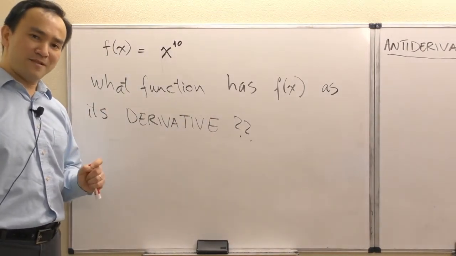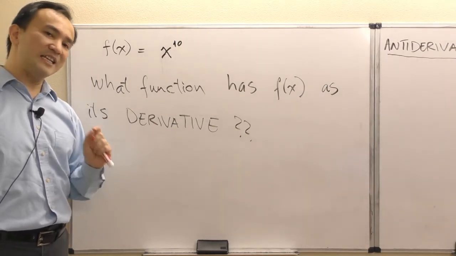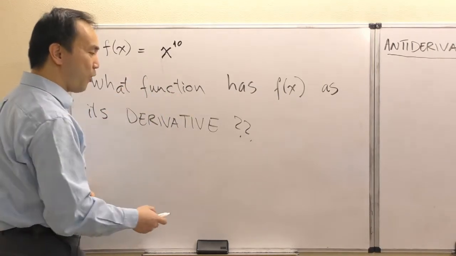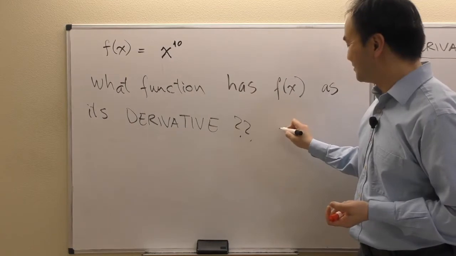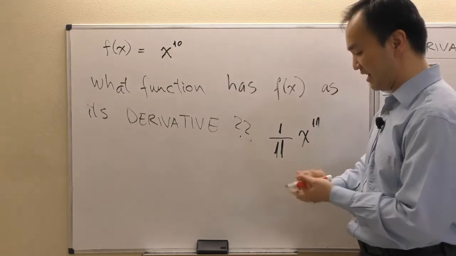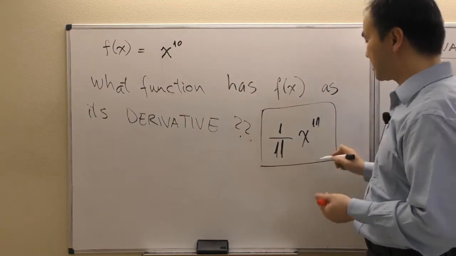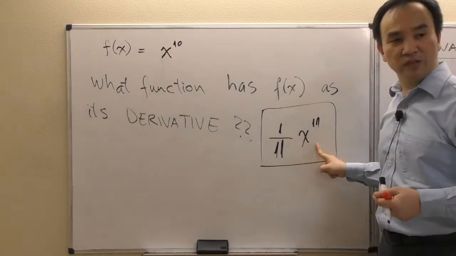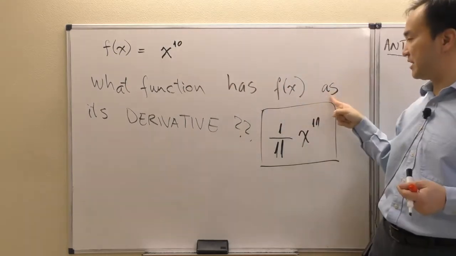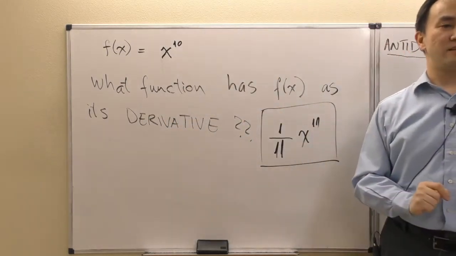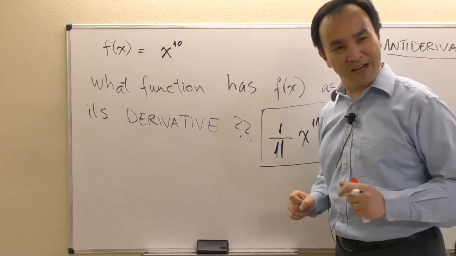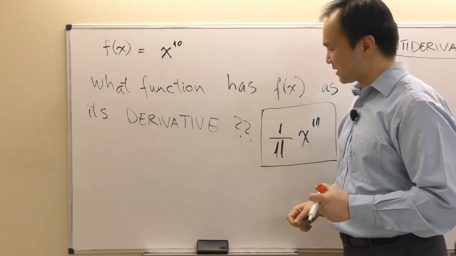All right, so I hope now you're back and had some answer, has at least some thoughts, and are able to verify on your own right here. So the answer to this question is 1 over 11 times x to the 11, and that is our answer. So now I say 1 over 11 times x to the 11 is that function that has x to the 10th as its derivative.